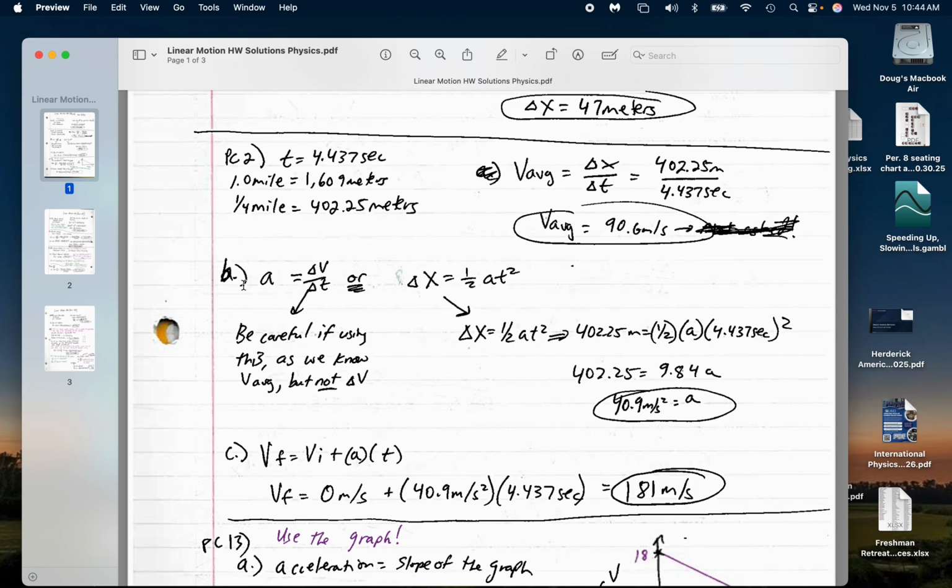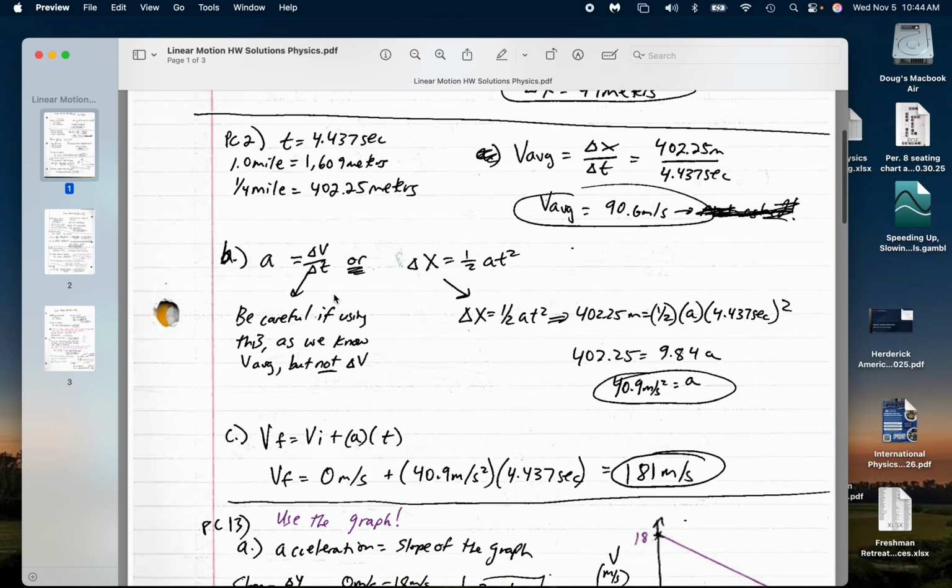Now for part B, it's asking you to find the acceleration. You need to be a bit careful about that. You could use this formula, but if you just put 90.6 in for this, your answer is going to be wrong. It'll actually be half as much as it should be, because this delta v means a change in velocity, that's final minus initial. This is average. So you could use formula number 2, which we don't use very often, and realize that if the average is 90.6 and the initial is 0, the final velocity would actually be about 181 meters per second. If you put 181 divided by 4.437, you'll get the correct answer.